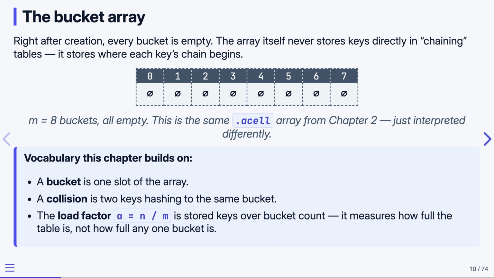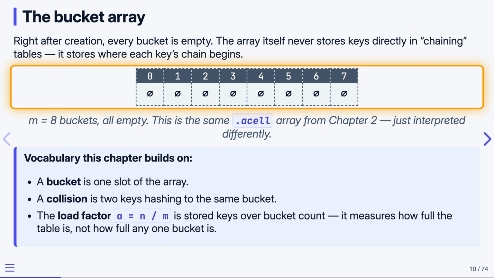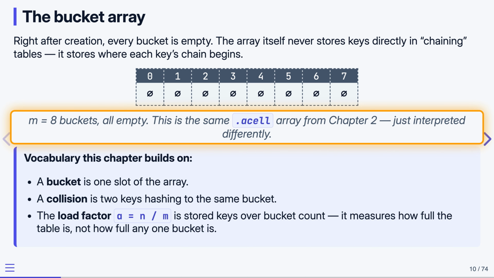Right after you create a hash table, every bucket is empty. In a chaining table, the array does not store keys directly. It stores where each key's chain begins. This table has 8 buckets, indexed 0 through 7. All 8 are empty right now. So m equals 8 buckets, all empty. This is the same cell array from chapter 2. We just read it differently now.